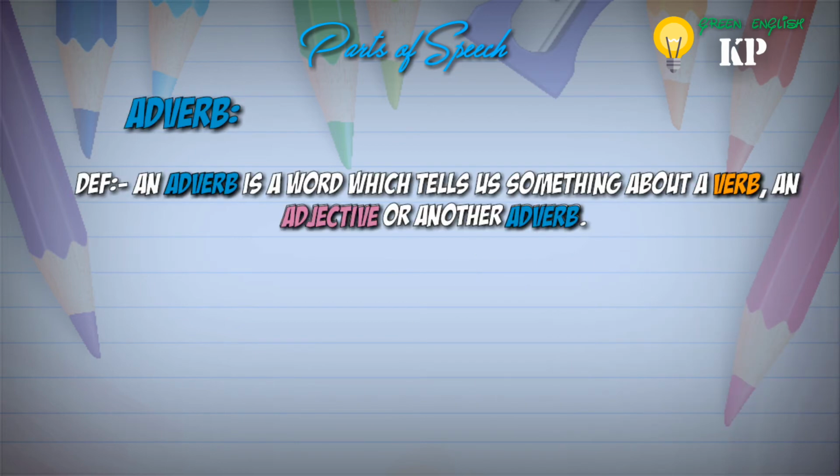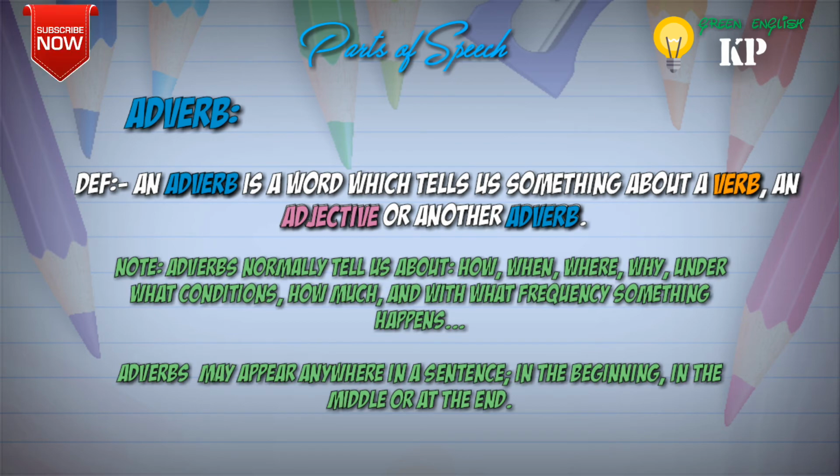Adverb definition. An adverb is a word which tells us something about a verb, an adjective, or another adverb. Note: adverbs normally tell us about how, when, where, why, under what condition, how much, and with what frequency something happens. Adverbs may appear anywhere in a sentence, in the beginning, in the middle, or at the end.